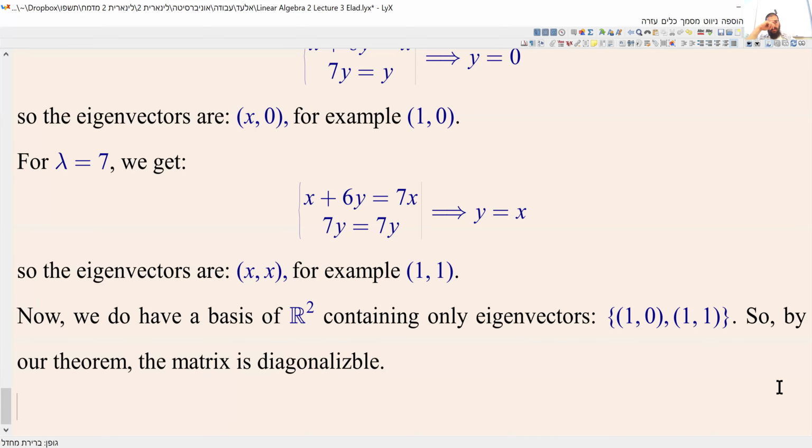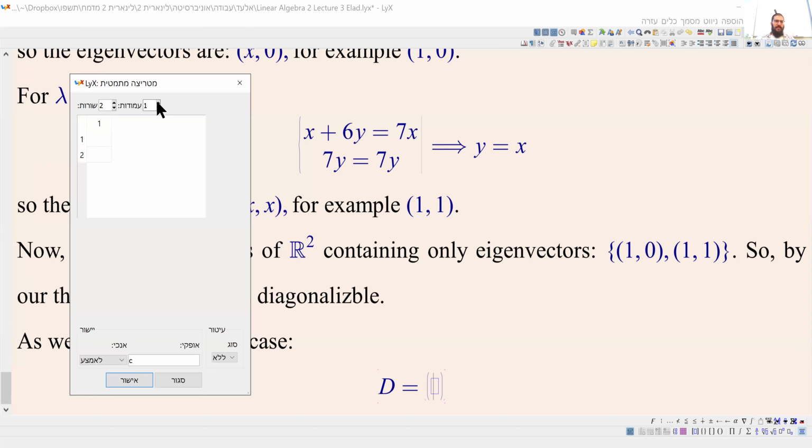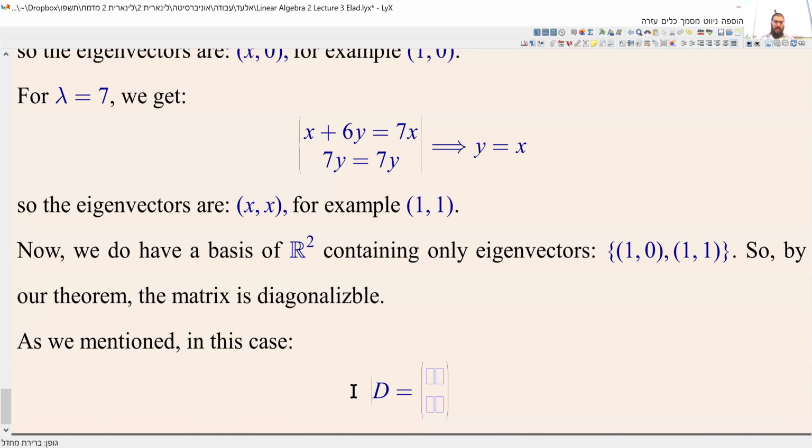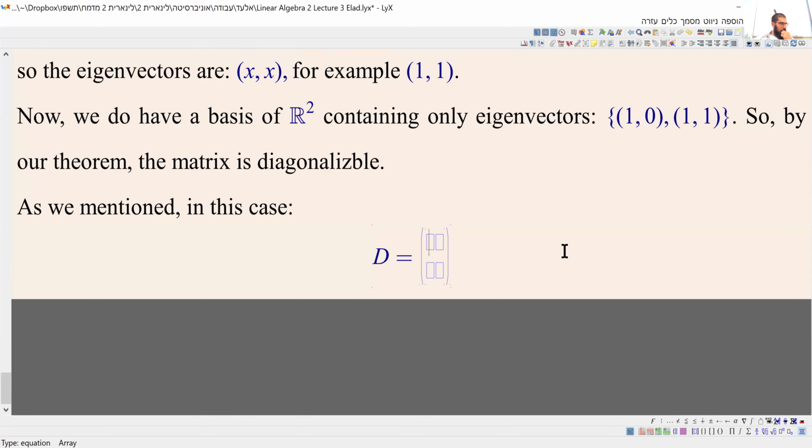How do we find P? And how do we find D? As we mentioned, the matrix D is diagonal, and the elements of its diagonal are the eigenvalues of A. And we have a bit of freedom here. One can say, okay, D is 1, 0, 0, 7. And one can say, you know what? It's 7, 0, 0, 1. And both are fine. Both are good.